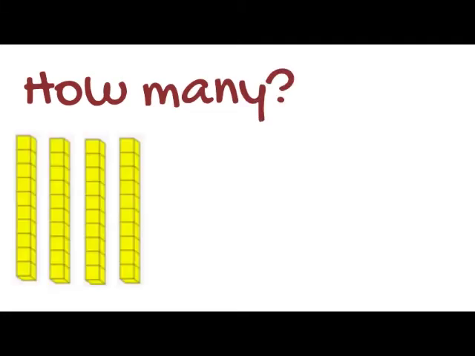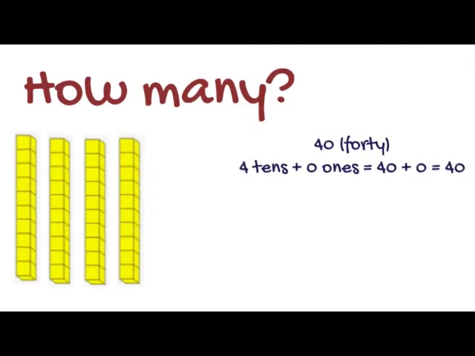So you can see 4 blocks. It makes it, tell me, right, 40. Forty, 40. 4 tens plus 0 ones equals to 40 plus 0 equals to 40. So 40 plus 0 is the expanded form of 40 and 40 is the number name.